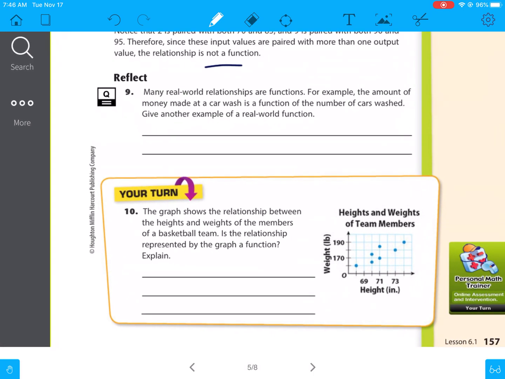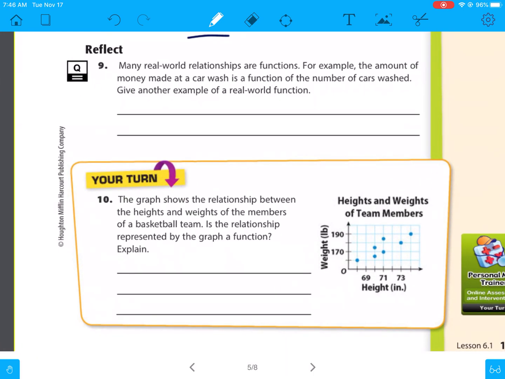So if you take a look at number 10, the graph shows the relationship between the heights and weights of members of a basketball team. Is the relationship represented by the graph a function? So if you do the vertical line test, this one's good. Ooh, there are actually 4 different ones. So I would say not a function.